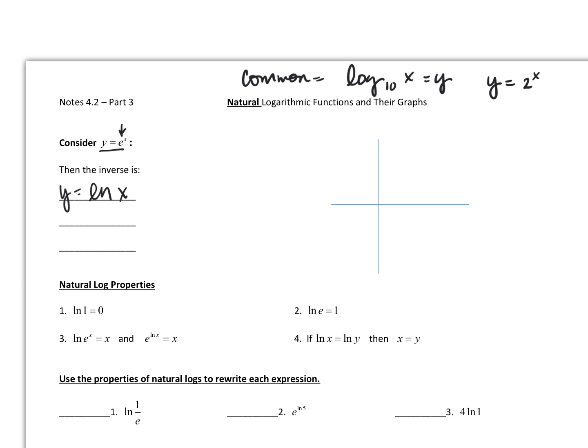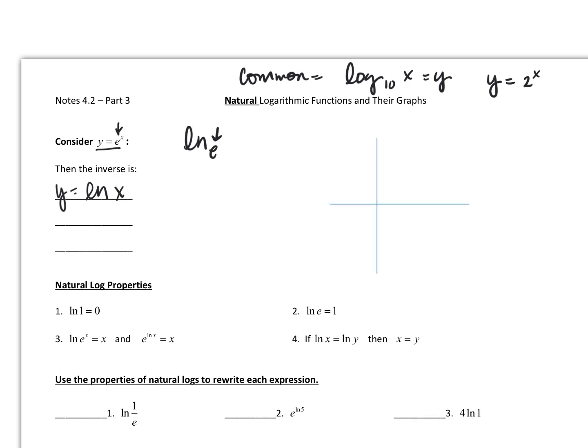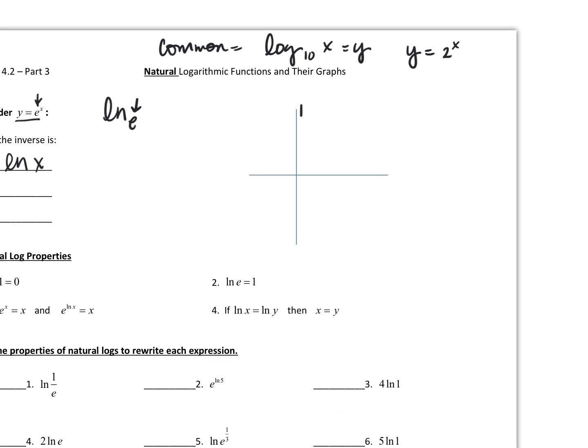okay? And so natural log, when you see ln, that means the base is e now instead of the number 10, okay? E is a number, your calculator is aware of the number. Now when you graph it, it's going to look a lot the same. That asymptote is not changing. It's still where x is equal to 0. And that key point is still at (1, 0).